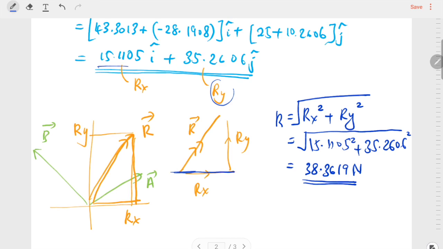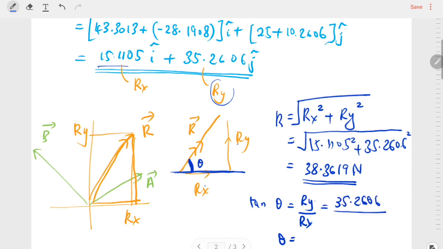From this triangle, we can also calculate the angular direction of vector R. If we call the angle theta, the relationship is tangent theta equals opposite, which is the magnitude of Ry, divided by adjacent, which is the magnitude Rx. So Rx is known, Ry is known, so that's quite straightforward. Substitute all the values into your equation and you will get the corresponding theta to be 66.803 degrees.